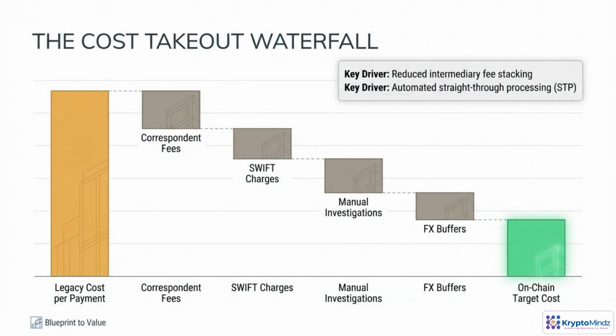Think of your current cross-border cost per payment as a stack of mini profit and loss problems. You pay correspondent bank fees, SWIFT charges, and then absorb a lot of hidden cost in manual investigations when something breaks. On top of that, you hold FX buffers to protect against rate moves and cutoff times. On-chain rails attack this stack in 2 ways. Fewer intermediaries, so less fee stacking, and much higher straight-through processing, so fewer exceptions and smaller buffers. The result is a structurally lower, more predictable target cost per payment.